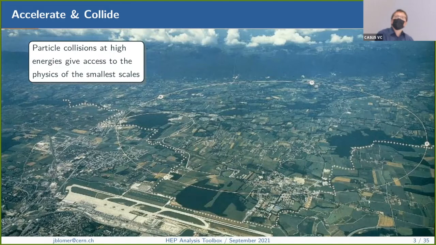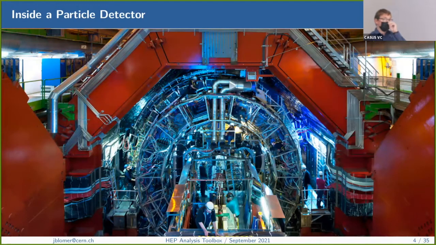And you don't only have the accelerator. Of course, you have experiments that measure what happens when you collide particles. We have four large LHC experiments. There's ALICE, ATLAS, CMS and LHCb. These are big particle detectors. And if you look into one of these particle detectors, this is what you can see. This is the ALICE detector.